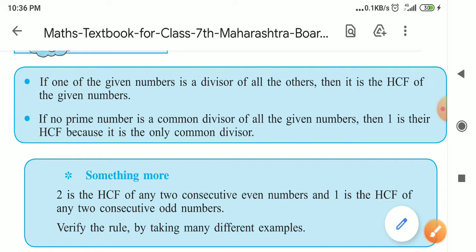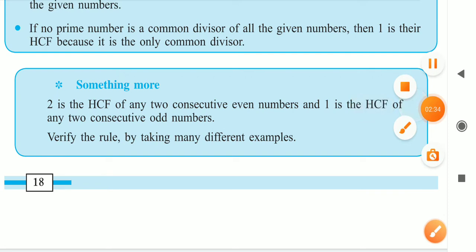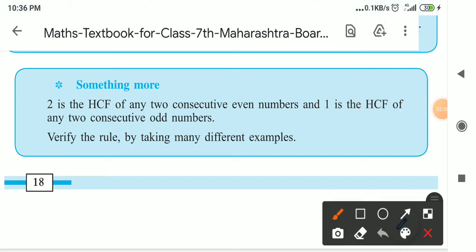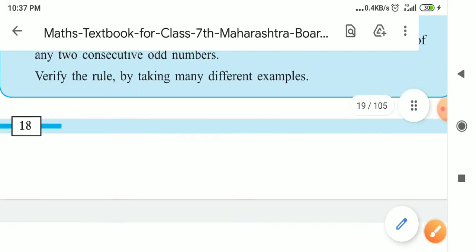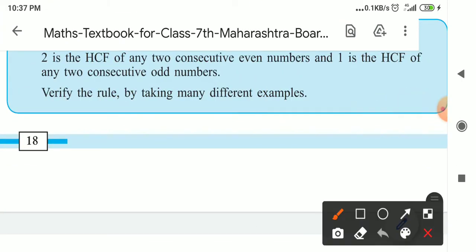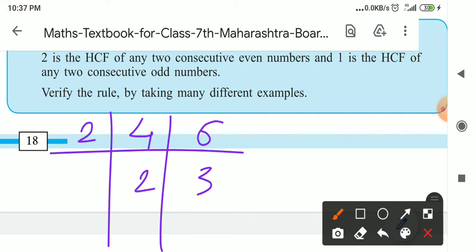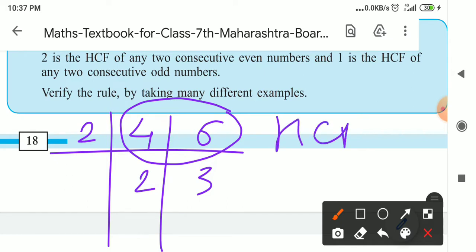Something more; let us see what is given here. 2 is the HCF of any two consecutive even numbers, and 1 is the HCF of any two consecutive odd numbers. To understand this statement, first we will take two even numbers. I will take easy ones, 4 and 6. 2 twos are 4, 2 threes are 6. Here you will notice that 2 is the common divisor for 4 and 6, so the HCF of 4 and 6 is 2.